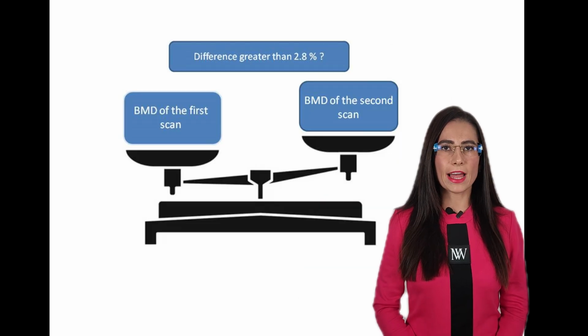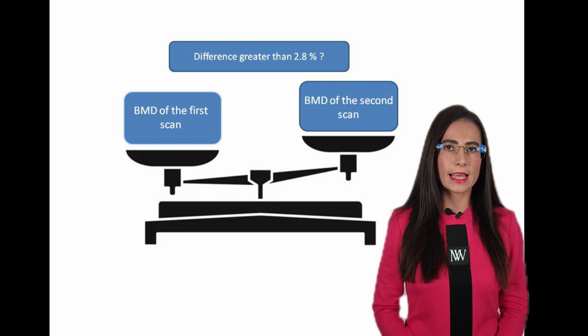The second type of errors can be caused by the device itself. If the difference of two DXA scan results is less than 2.8%, it is considered normal. This difference is defined as a coefficient of possible error and is abbreviated LSC, which stands for least significant change. If you repeat the examination and the bone density differs less than 2.8% compared to your previous examination, there isn't any improvement or worsening, but rather a lack of change in your result.